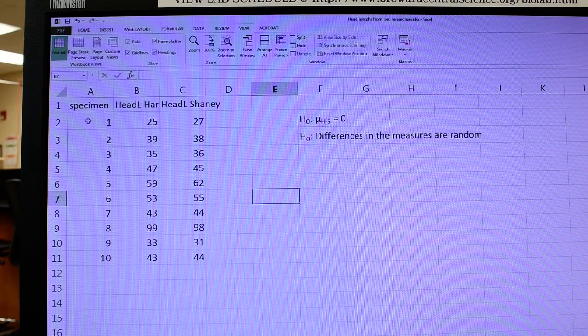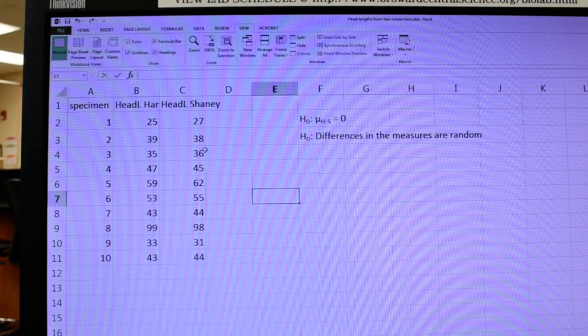So notice this first specimen here, it's relatively small. And Harvey's measurement was a little bit smaller than Shaney's measurement. But then when you look at the second specimen, it's a larger specimen. Notice Shaney's measurement was a little bit smaller.